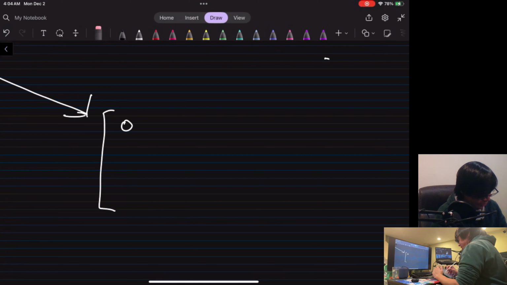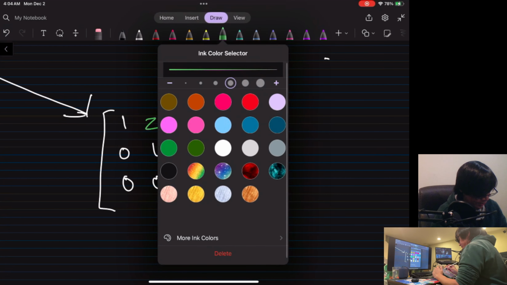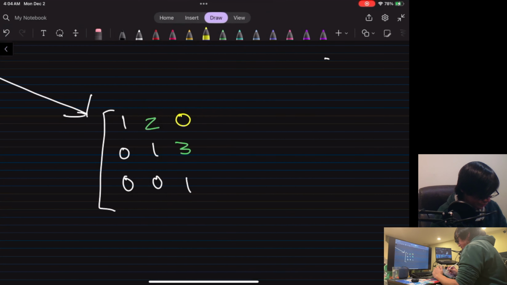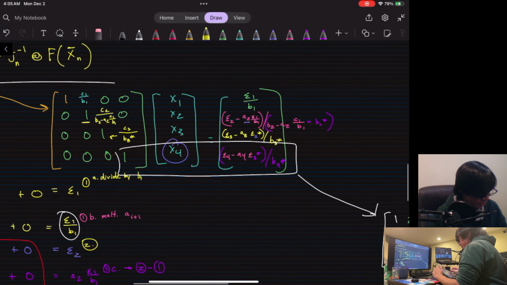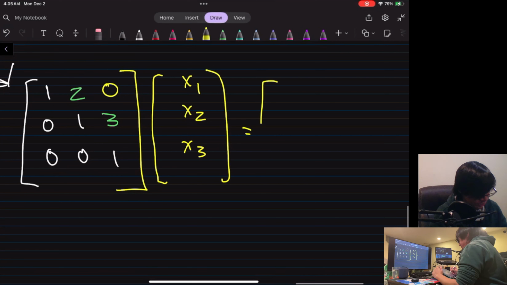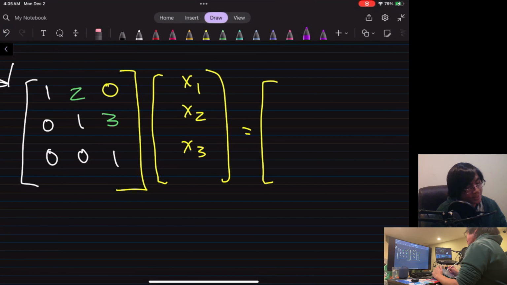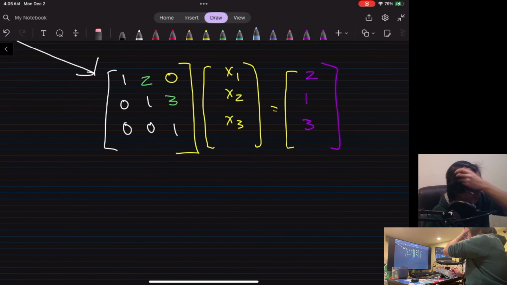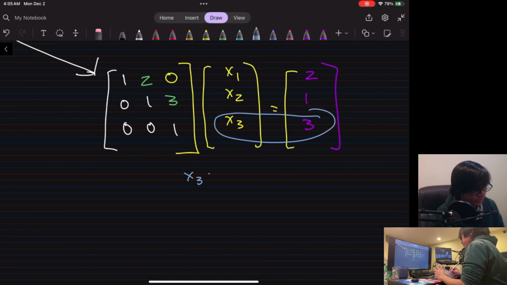So we have our diagonals of ones here. Fill this in with 2 and 3, why not? And a 0 here. So that's our same format as the one here where we plugged in values, but now we're doing a 3 by 3. We have values x1, x2, x3, and those are equal to some values. Let's say, is it too easy? Let's do 2, 1, 3. Sure. So now x3 is 3, so we can write that as true.